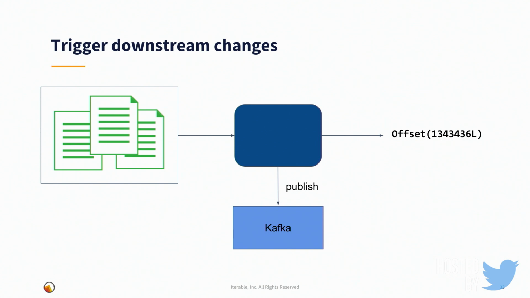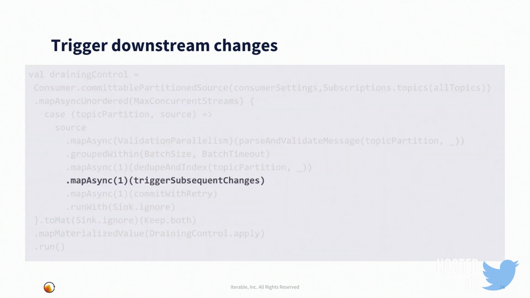So now we want to trigger any changes that would happen as a result of indexing this document. For example, we might want to send an email to the user after they get a sign-up event. So there might be triggered events that would publish back into Kafka for later processing by the ingestion pipeline. And after we've done all this, we want to emit the ending offset of the batch to the next stage. And here's the code for this.